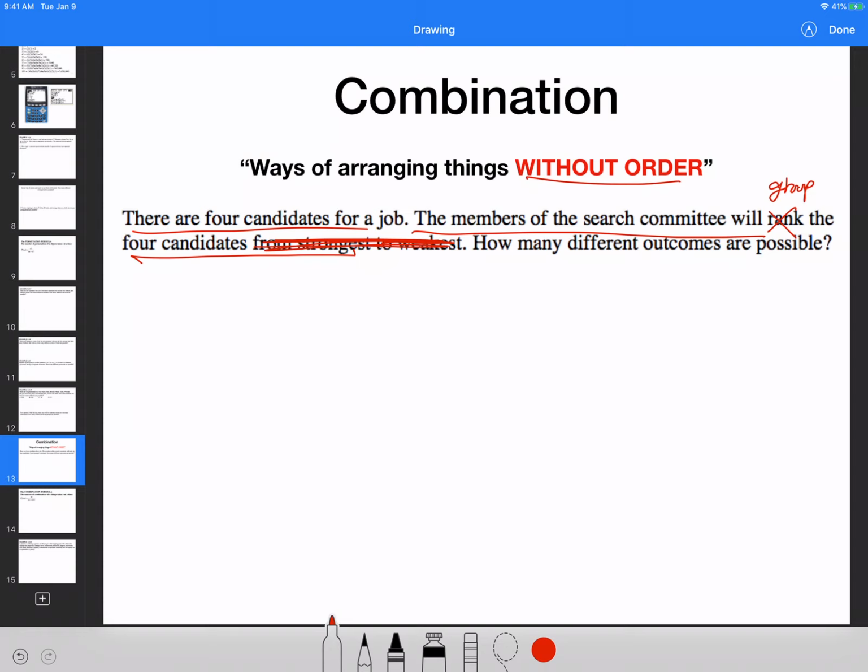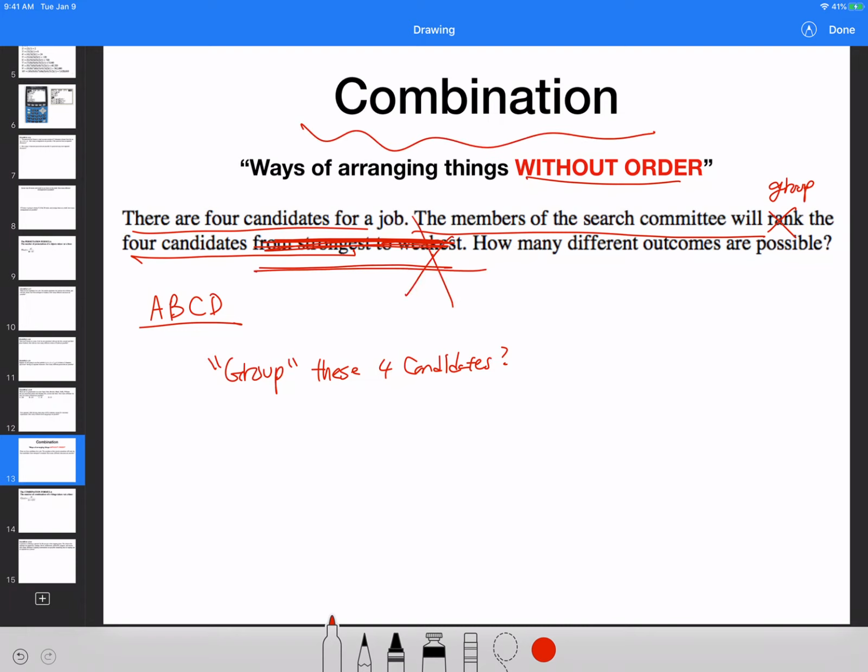So what that means is, let's say that there are 4 candidates for the job, A, B, C, and D. The members of the search committee will group the 4 candidates in how many different ways? So how many different ways are there to group these 4 candidates without any specific order? Now, the specific order that was mentioned in the permutation was from strongest to weakest. In a combination question, however, they will not specify that. There is no specification as to how to group these candidates.